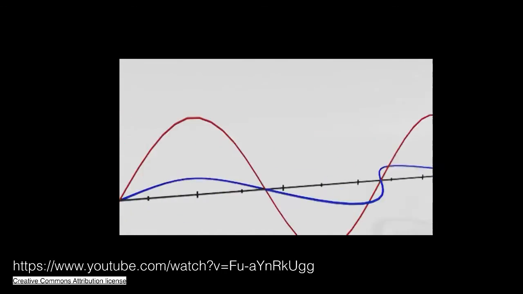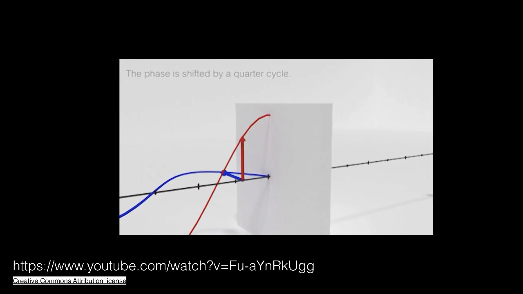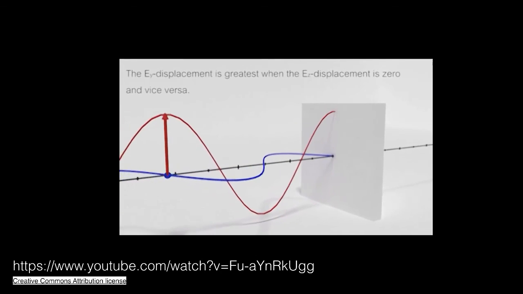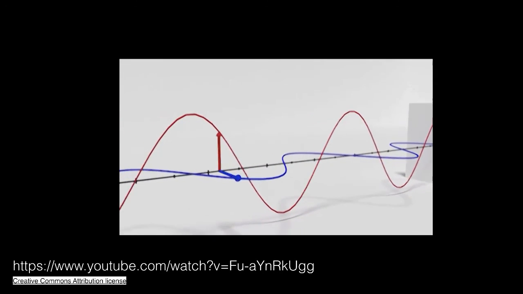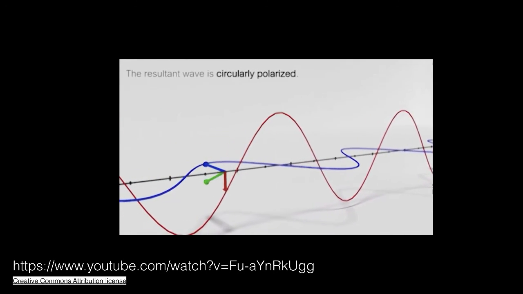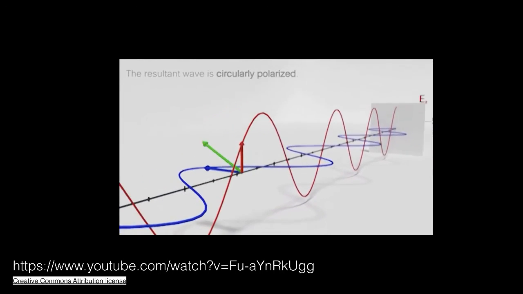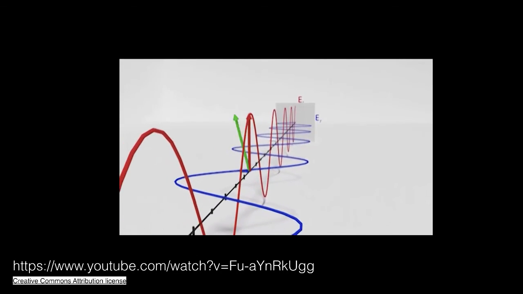Now let's suppose for a second that they are dephased by a quarter cycle. A quarter cycle is pi over 2. And that means that when one is maximum, the other one is minimum, and the other way around. So what happens now, if you look at the resultant green arrow, we see that the resultant actually moves around a circle. So this is what we call circularly polarized.